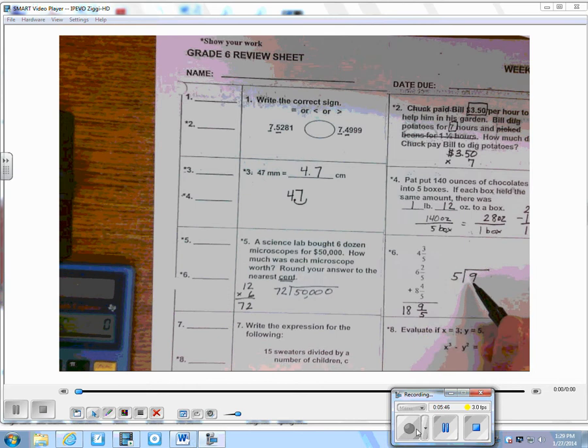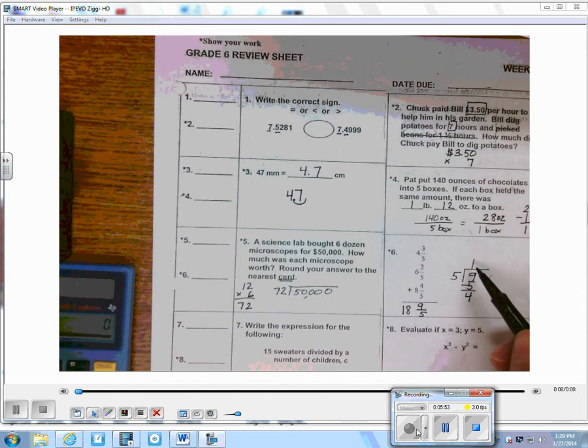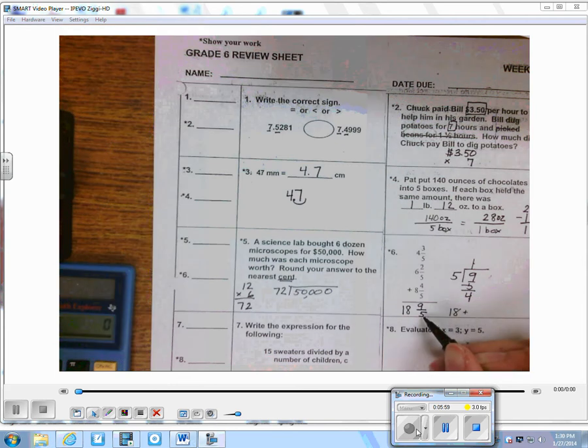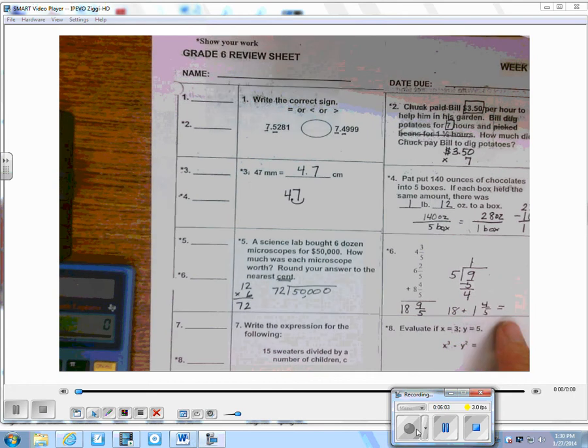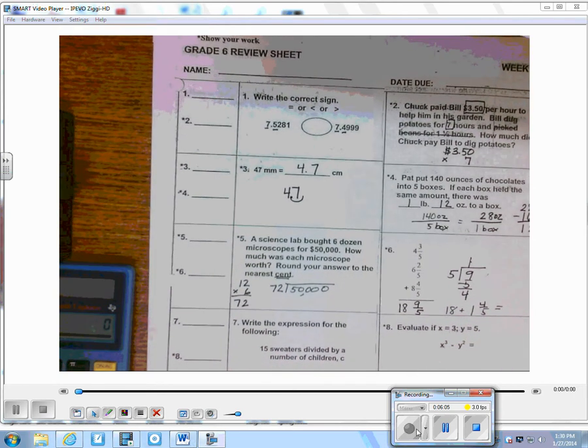Okay. 5 goes into 9 one time. And I have 4 left over. 1 and 4/5. So if you have 18, and then you have 9/5, which equals 1 and 4/5, you need to figure out what's the total when you add those.